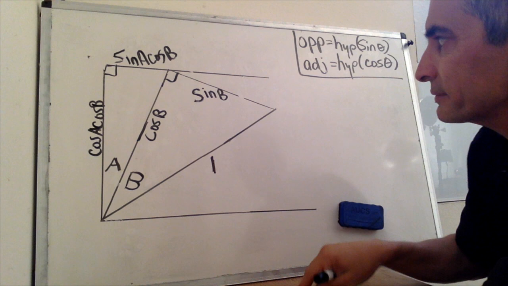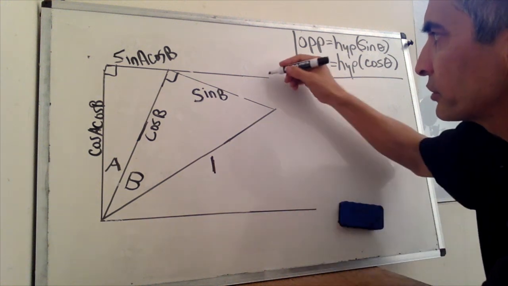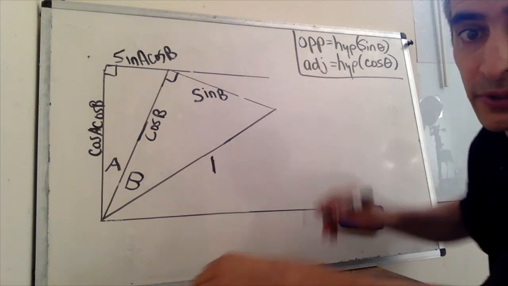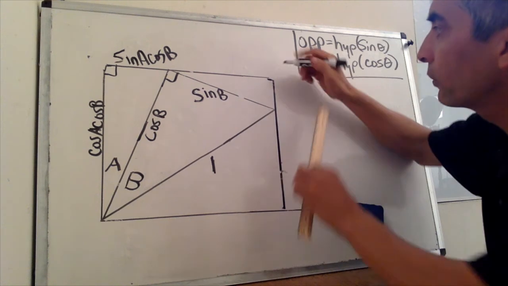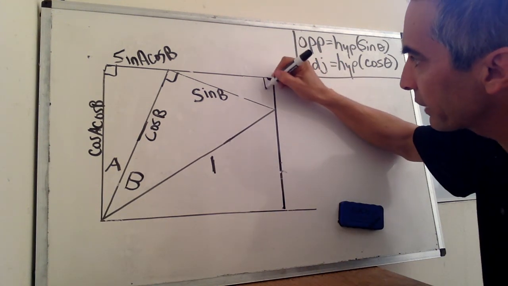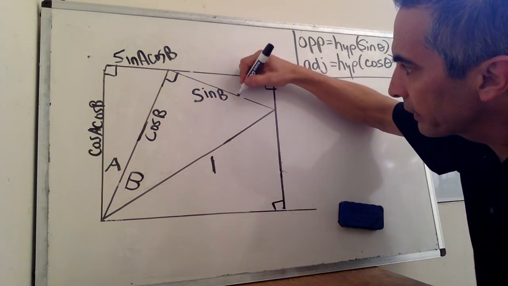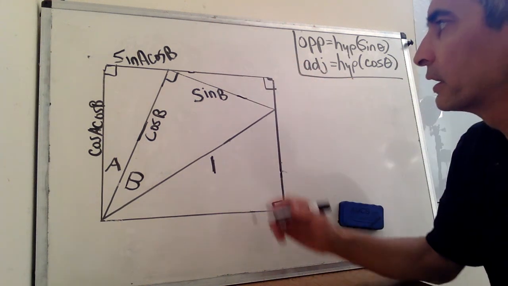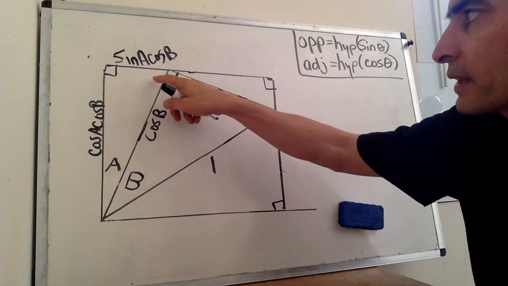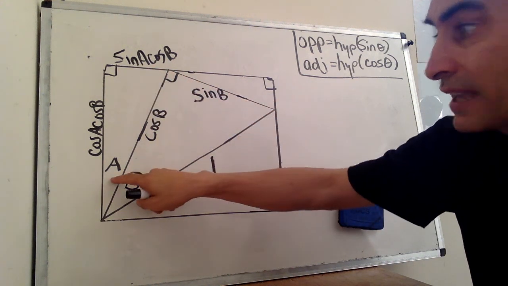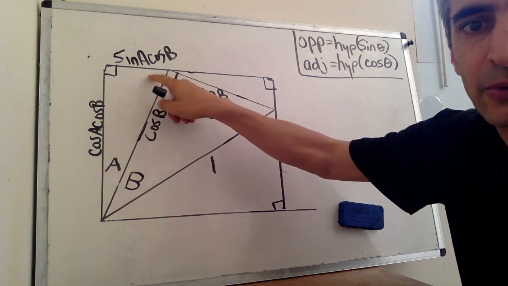So now I've got these sides defined. The next thing I'm going to want to do is finish a rectangle right here, and I'm going to have this come up like this. So now we've got a right triangle right here, and we've got a right triangle right here. The next thing we want to do is define what these angle measures are. We know this angle measure here is A, and this is 90. So how big is this angle right here?